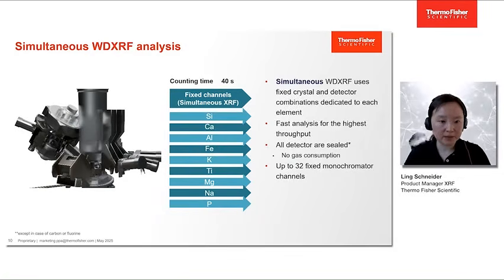The simultaneous WDXRF uses fixed crystal and detector combinations dedicated to each element. Here the speed is the key. In this example, we can measure each of the 9 elements within 40 seconds. Such a configuration ensures fast analysis for the highest throughput. I'd like to point out that here all the detectors are sealed, which means there's no gas consumption. Depending on the configuration, the ARL X900 spectrometer can be configured with up to 32 fixed channels, thus analyzing 32 elements simultaneously.